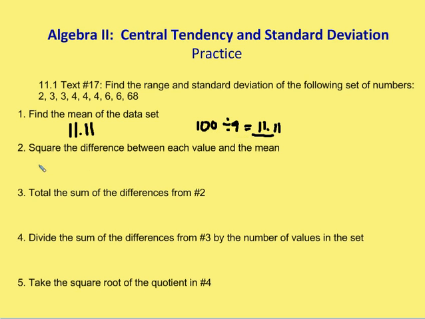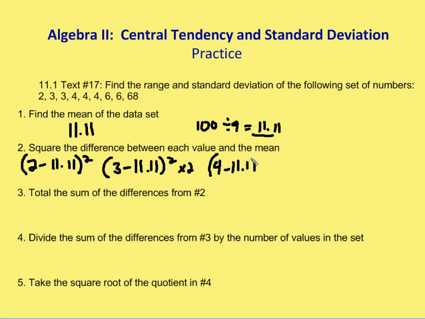Then we want to go through and square the difference between each value and the mean. So we take 2 minus 11.11, and this can be time-consuming and sometimes tedious, but this is the way it's calculated. 3 minus 11.11 squared, and we're going to multiply this by 2, so I'm not going to do this again. Then I have 4 minus 11.11 squared, and that's going to be multiplied by 3, and then I have 6 minus 11.11 squared by 2, and then finally I have 68 minus 11.11 squared. Now I did the calculations for you for the sake of time, but you can go ahead and pause the video and calculate them yourself just to make sure that we're in sync.